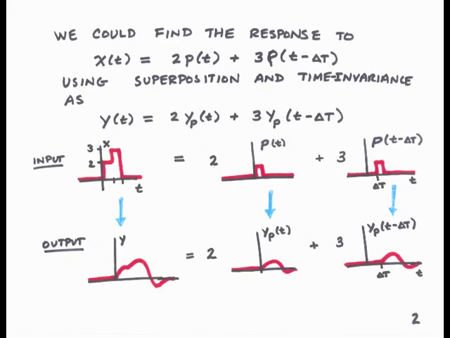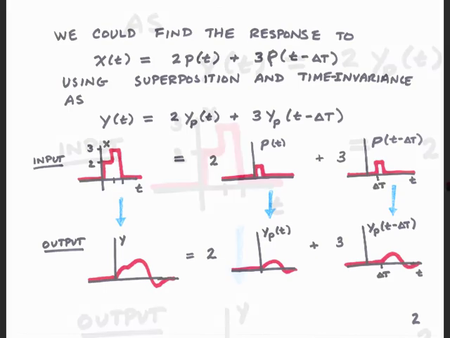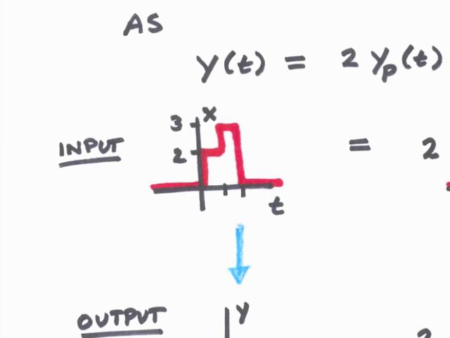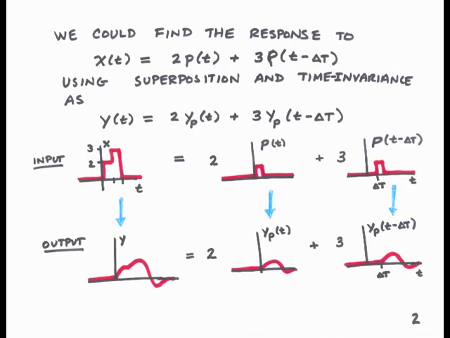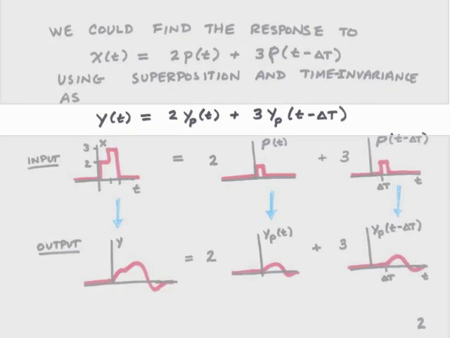Let's now consider how to find the response to the input x of t equals 2p of t plus 3p of t minus delta t. That's the signal shown here. Now we can use the superposition and time invariance properties of our LTIC system to find the response to this input. We'll label this response y of t, and it can be found as follows. y of t equals 2yp of t plus 3yp of t minus delta t.